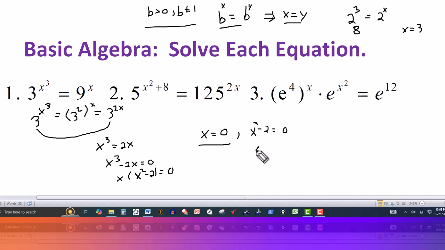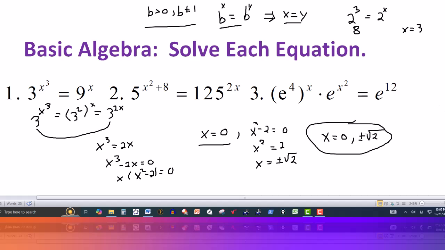So for this one, I should say that's x squared. So take that over, that's a 2. Take the square root of both sides, plus or minus. Taking the square root of x squared gives me x, and the square root of 2 could be plus or minus square root of 2. And that's your solution. X can be 0, or it could be the square root of 2 or minus the square root of 2. I just put it as plus or minus square root of 2. And that's the solution to that one.